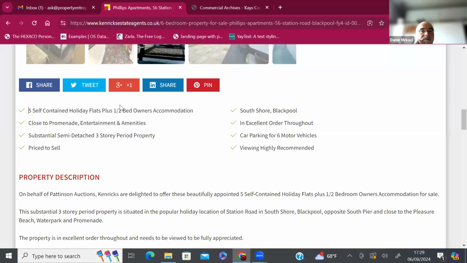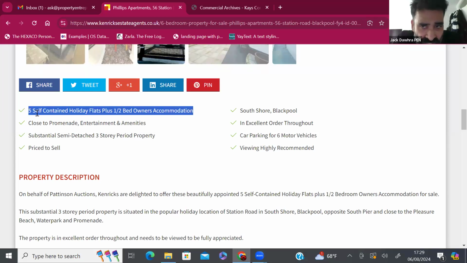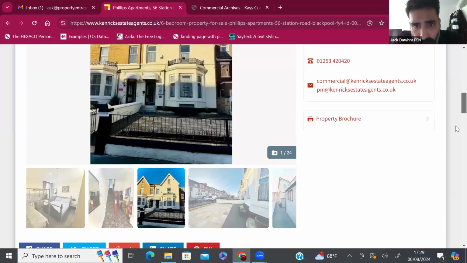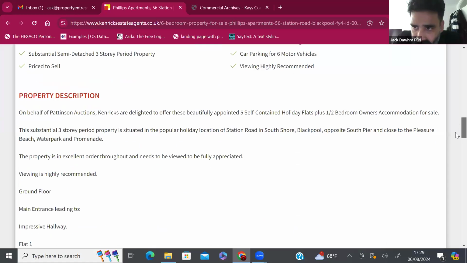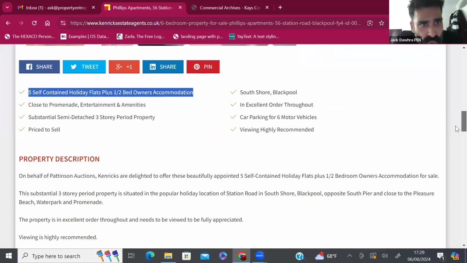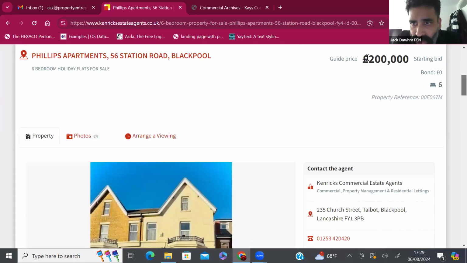Remember, you don't need to give this flat to anyone else, so it eventually becomes 6, and it's up for grabs. It's by Pattinson auction, and the guide price sits at 200,000. In Blackpool, from my intimate knowledge, if you pay anywhere between 30 to 40 grand a unit, you will achieve 15%. So as 6 units, 200 divided by 6 is about 34,000, 33 and a third.